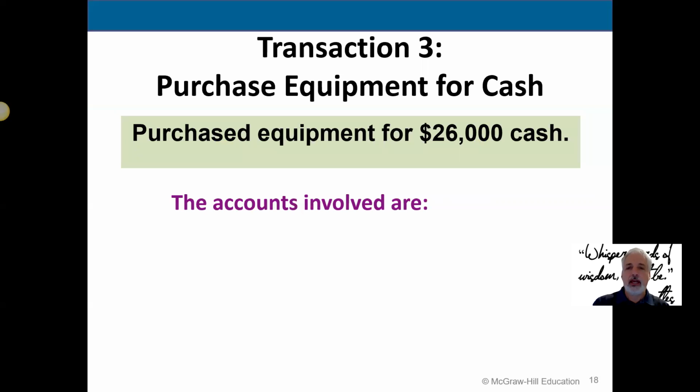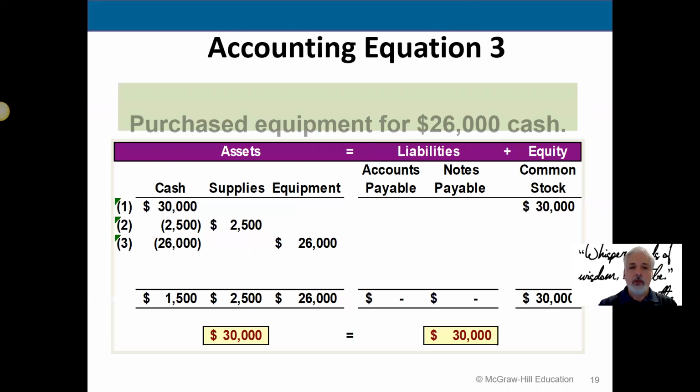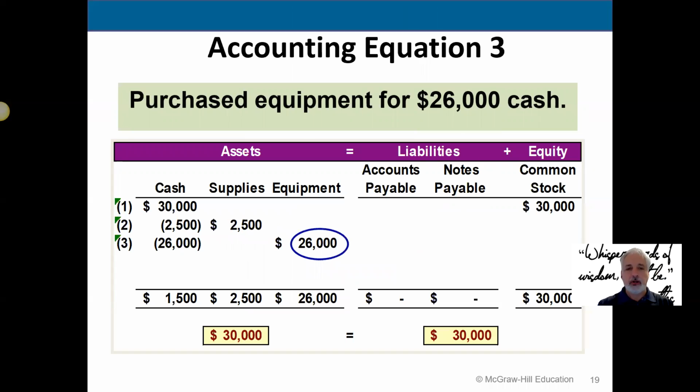Now we bought some equipment for cash. What happens? 26,000 cash. Well, something happened to cash and something happened to equipment. These are both on the asset side of the balance sheet. Did cash go up or down? Cash went down, we spent the cash, but equipment went up. So cash as an asset went down, equipment as an asset goes up. Assets don't always go up, assets don't always go down. Sometimes they go up, sometimes they go down. But this is on the asset side alone. And there it is.